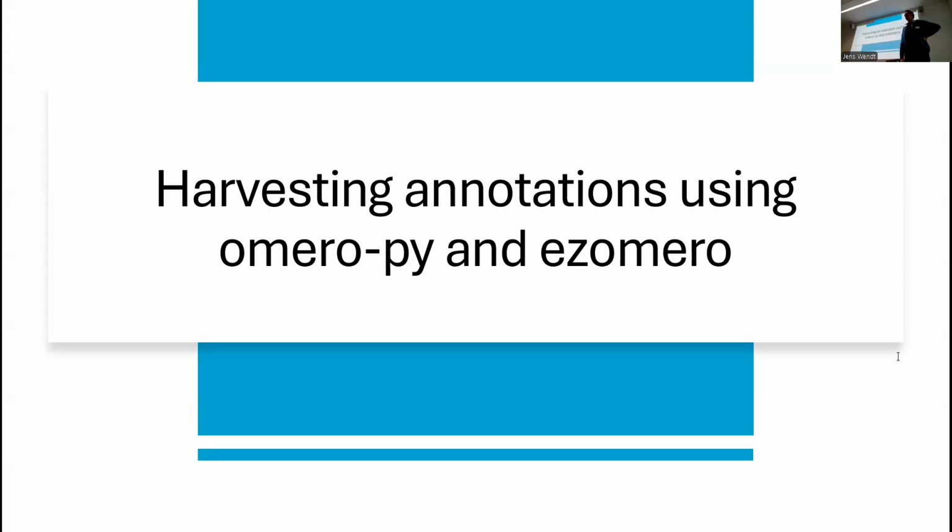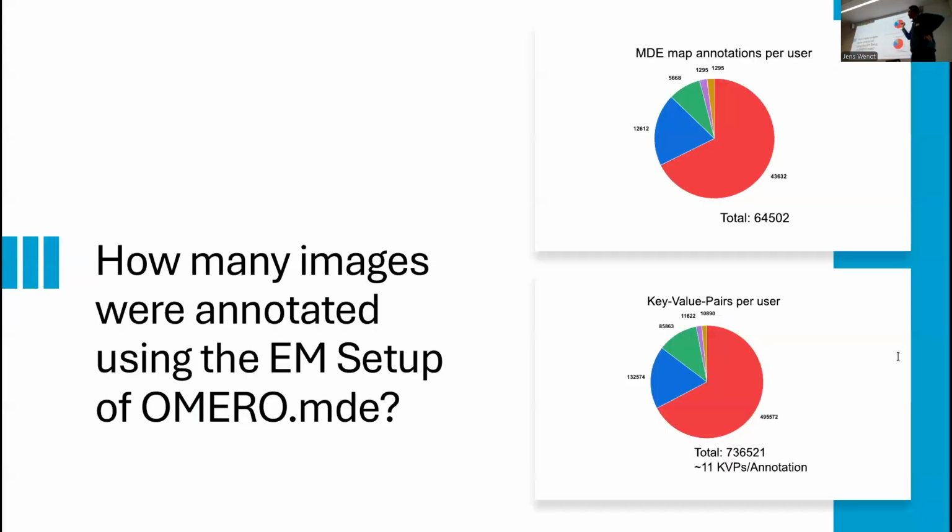to extract in principle lists of how many map annotations, how many key-value pairs, who created them, when they were created, to which dataset they are assigned, and so on. So how many images were annotated? This can in principle be answered by the question of how many map annotations with the namespace MDE were created, since this is the only template in use in our group. And there's usually exactly one per image.